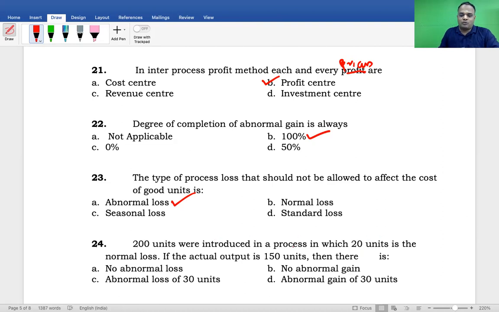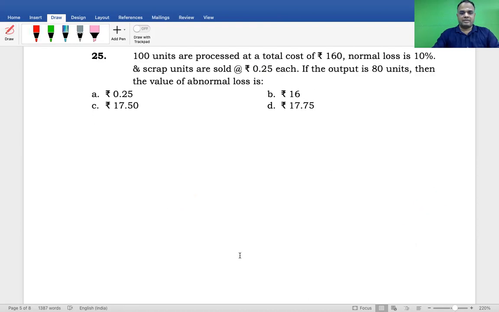Next, 200 units were introduced in a process in which 20 units is the normal loss. If the actual output is 150, then: no abnormal loss, no abnormal gain; abnormal loss 30; abnormal gain 30. Abnormal loss of 30. We have given 200 input. Am I right? Out of 200, how much output did we get? 150 only. Normal loss 20, given in this question. Balance shortage is 30, which is over and above the normal loss. That is called the what? Abnormal loss. Answer C. Am I right? Yes, sir. Next.